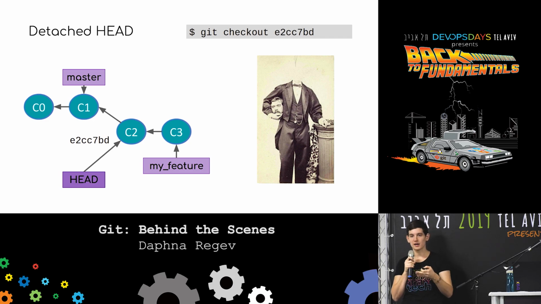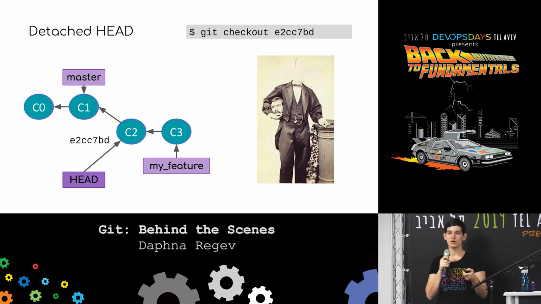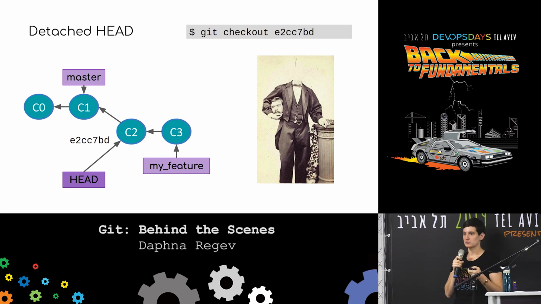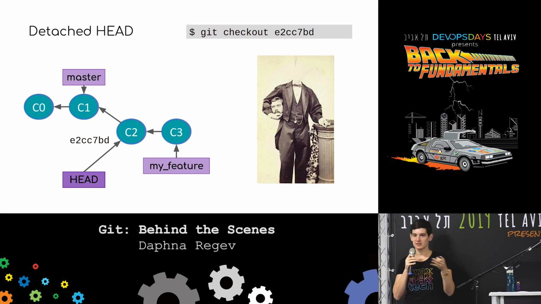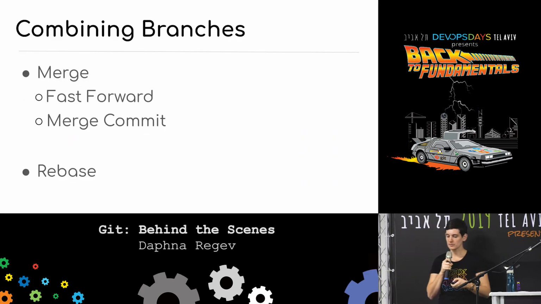So if we make any new work while we're in detached head, we have to create a new branch or some tag, which is really a static reference, to point at it. If someone is pointing at it, it's fine, it won't be lost.